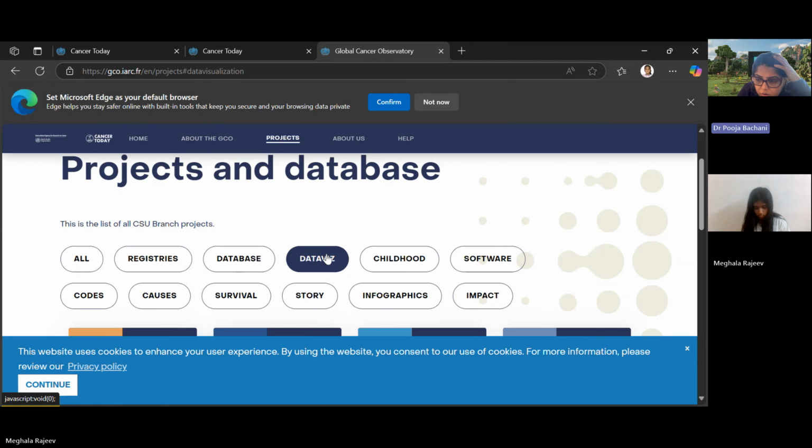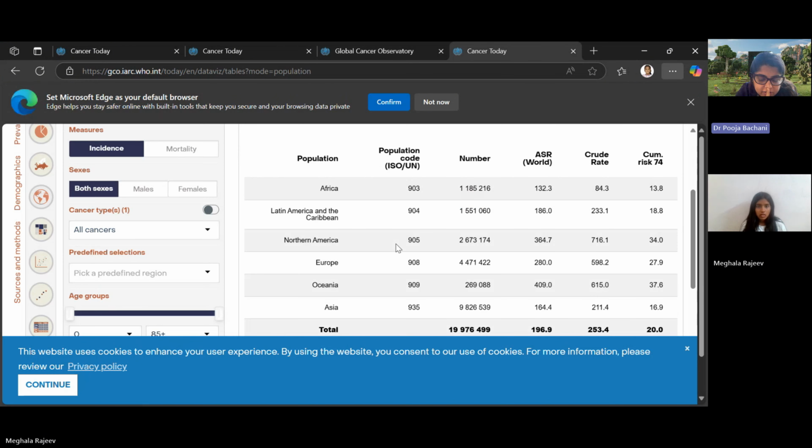Yeah. So Meghla, go to the database. I would suggest go to the database. I want you to extract the data. If you see the age groups here, I want them from 10 years of gap. So 30 to 39, 40 to 49, 50 to 59, 60 to 69 and 70 to 79 and lastly 80 to 90.